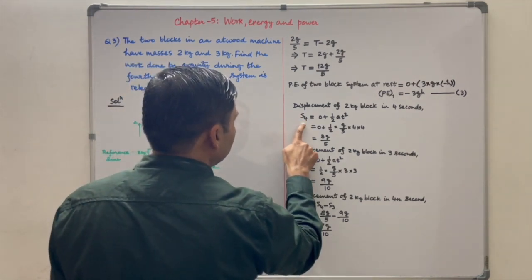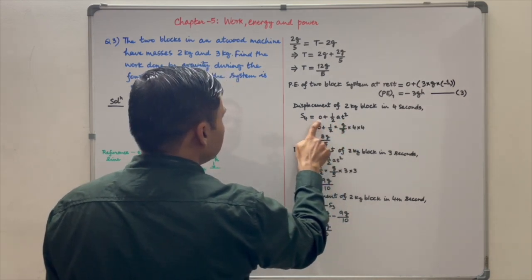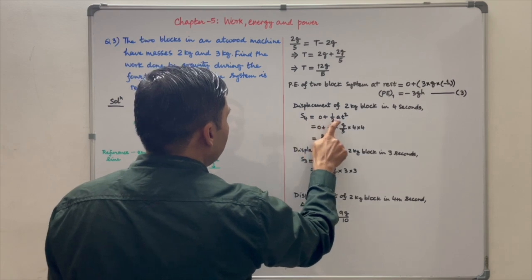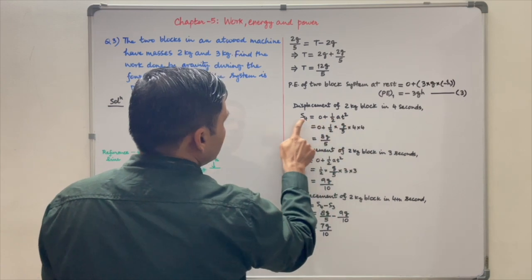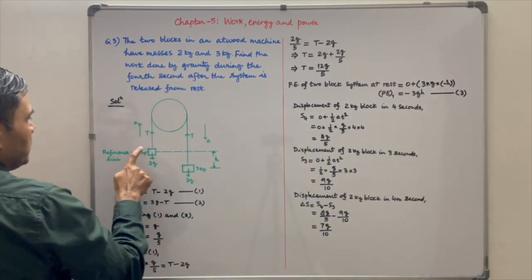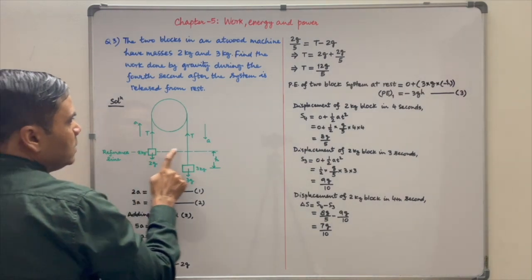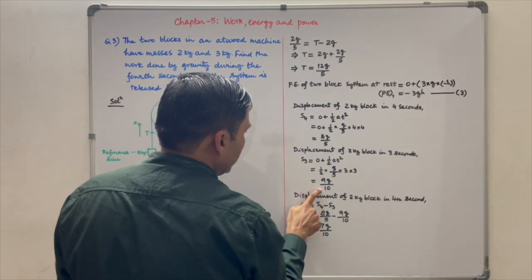So S4 is equal to ut plus half at square. Initially the block was at rest, so u is equal to 0. a is equal to g by 5 and t is equal to 4. So S4 is equal to 8g by 5. And the displacement of the same block in 3 seconds is given by S3. So S3 is equal to 9g by 10.